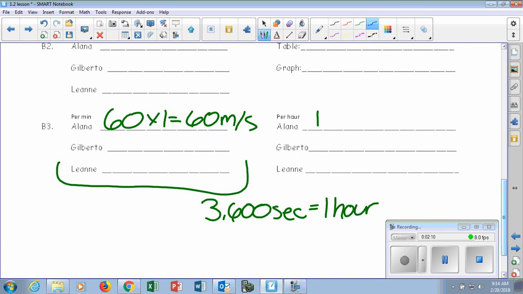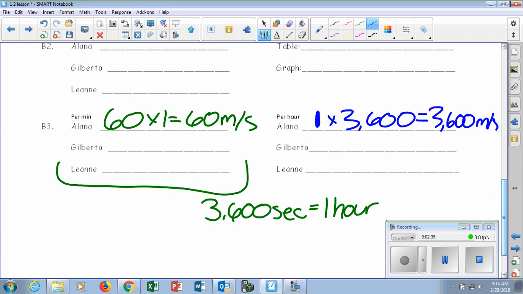So Eliana told us that Elena has 1 meter per second. So to figure out what that is in hours, we would simply multiply that by how many seconds are in an hour. So, Elena, what would that be then? Yep. When we multiply it by 1, it's just 3,600 still, because it's just being multiplied by 1.